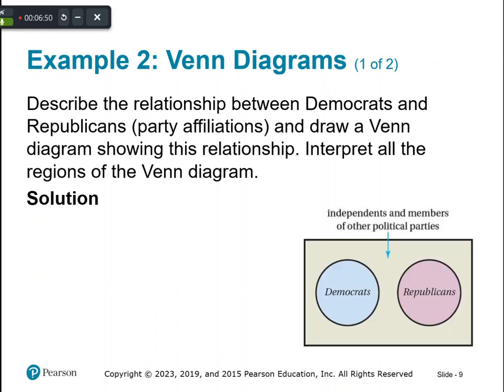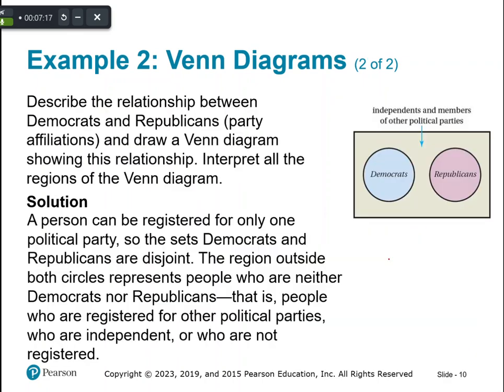Okay, so when we draw a Venn diagram, first we start with our rectangle. It's around everything. I have a set of Democrats, and I have the set of Republicans, and especially at this time in the world, there is absolutely no overlap. The other regions outside of the Democrat circle, outside of the Republican circle, are independents and members of Liberal, Green Party, I guess Communist Party is still active in the U.S., a whole bunch of different ones.